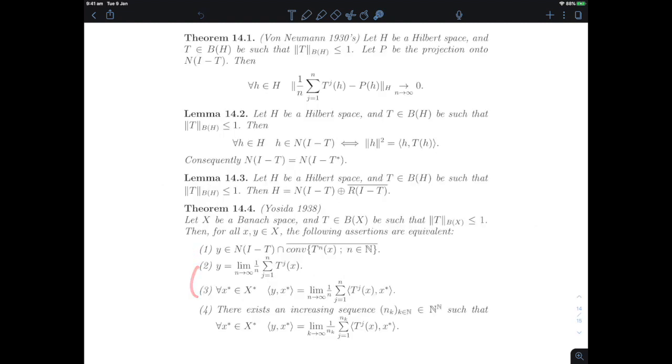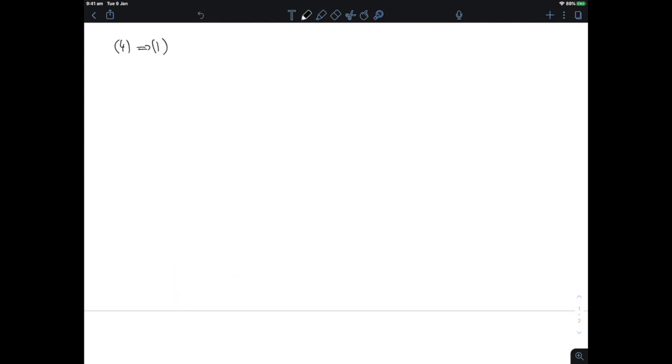2 implies 3 is obvious because strong convergence implies weak convergence, and 3 implies 4 is obvious because convergence for all natural numbers implies convergence for a subsequence. So the only thing that we still have to prove is 4 implies 1. Let's do that now. Okay, so we have that y is the weak limit of 1/n_k sum j equals 1 to n_k of T^j x as k goes to infinity.